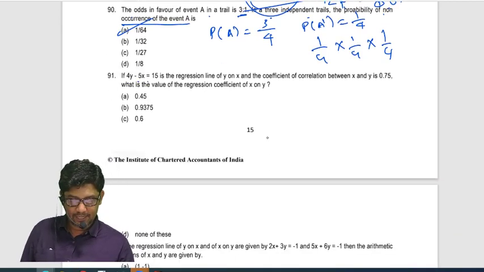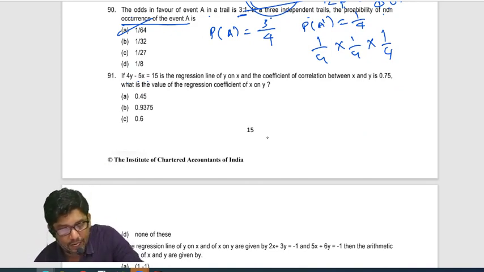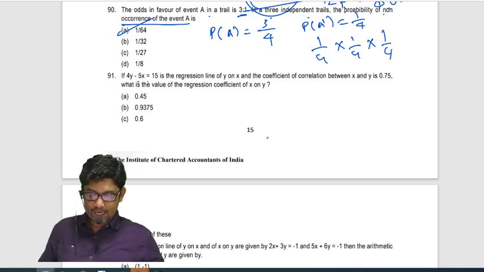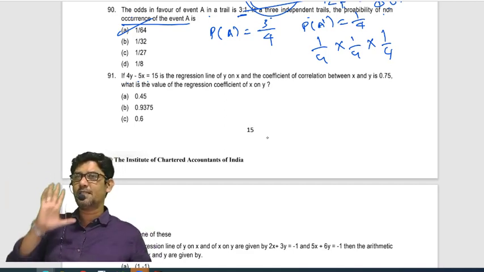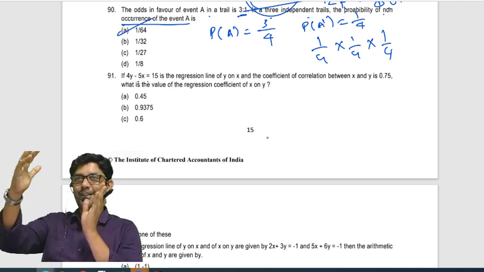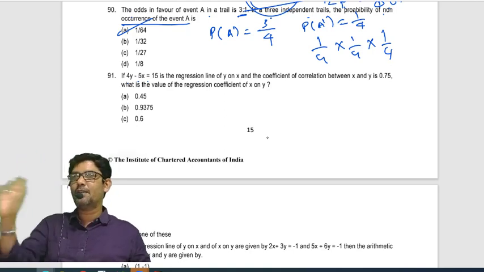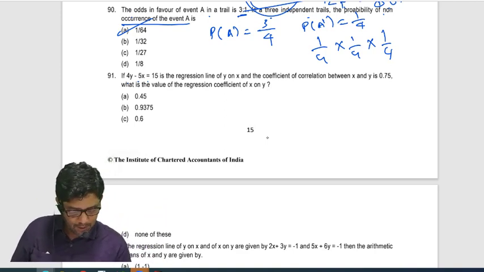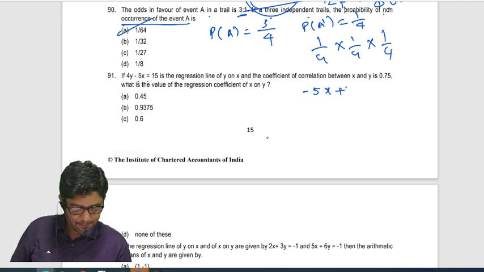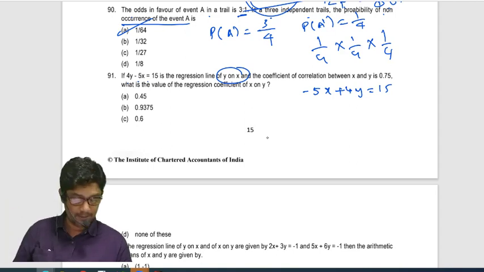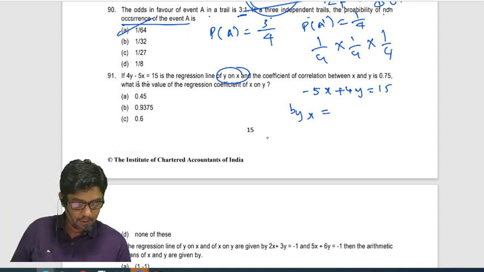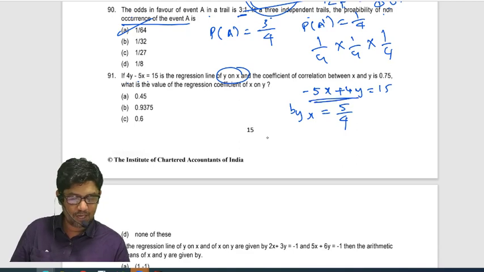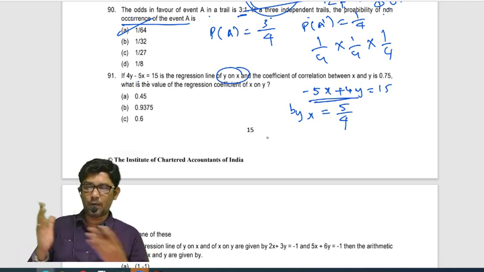4y minus 5x is equal to 15 is the regression line of y on x. The coefficient of correlation between x and y is 0.75. What is the value of the regression coefficient? Whoever attended my Wednesday session, I hope you remember I gave a set of questions in regression, and from that, a compulsory question they are going to ask. Did I tell you that or not, my dear? This is what they have asked. Look at this. Can we write minus 5x plus 4y is equal to 15? It is clearly given it is y on x, so no need to identify. So what is byx equal to? Which is nothing but 5 by 4. Slope formula we have to apply. Those who did not know it, please watch my previous video.